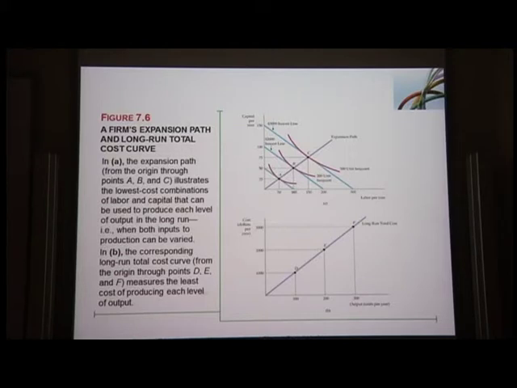And then point C will correspond to point F on the long-run total cost curve, and that will indicate that for 300 units, the total cost to produce 300 units is 3,000. So the long-run total cost curve is derived from the long-run expansion path. This is how you get what we call the LTC, which is upward sloping, straight from the origin. Okay, so this is the long-run expansion path, and how you derive the long-run total cost curve.